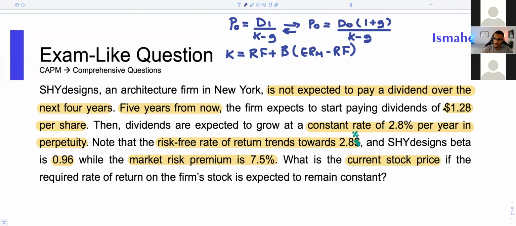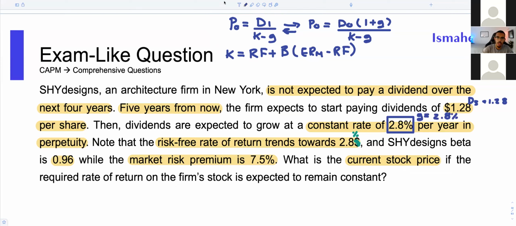So in this case, they're telling you, hey, you're going to have a dividend 5 years from now, that's going to be equal to 1.28. So D5 is 1.28. They're also telling you that that's going to grow at a rate of 2.8% per year. So you know that the G is going to be equal to 2.8%.